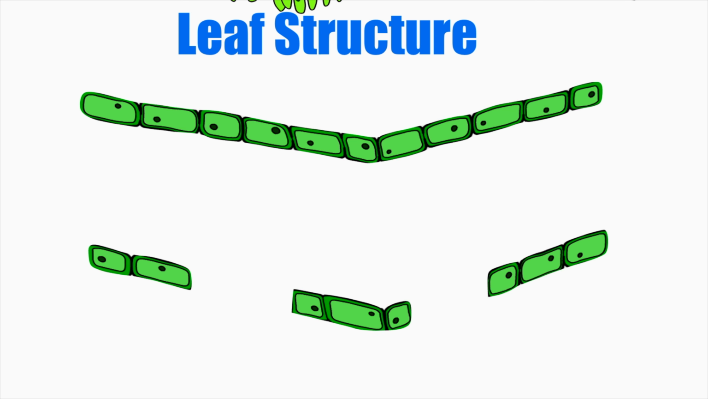Now, you've probably done this in your IGCSE, but I'd like to remind you about the structure of the leaf. We have 2 layers here. We call them the upper and the lower epidermis. Now, both of these cells are transparent. They allow light to get into the leaf.